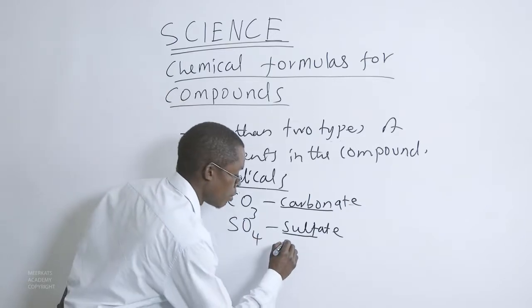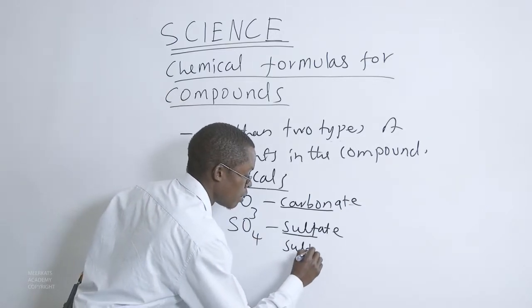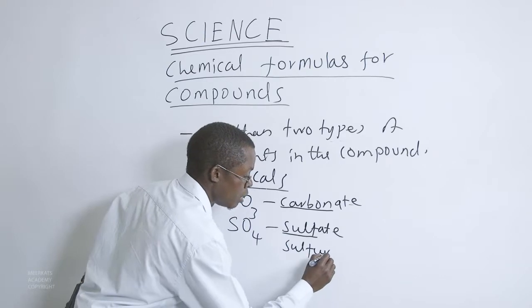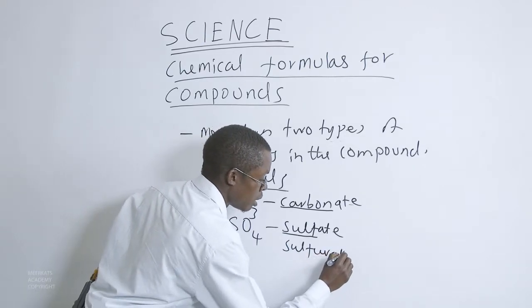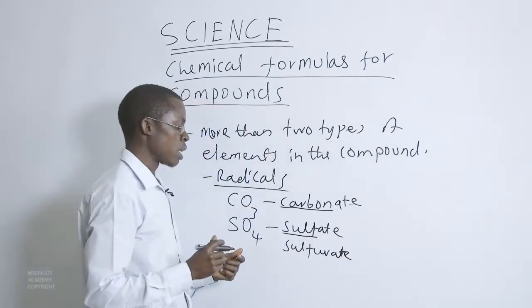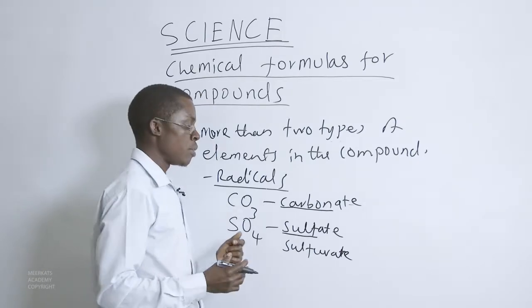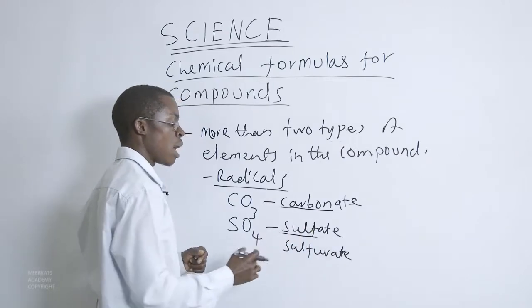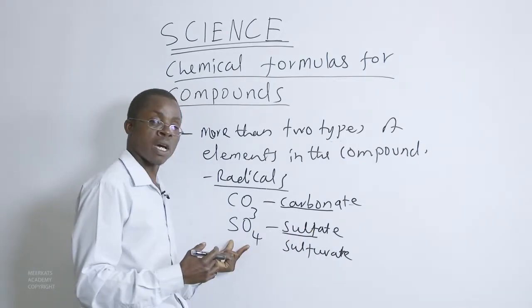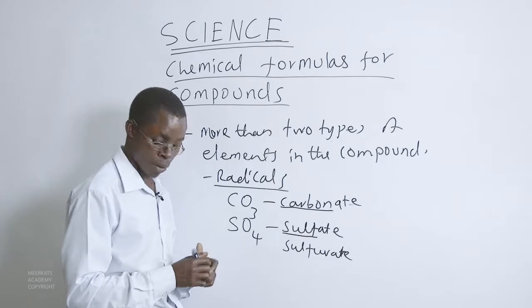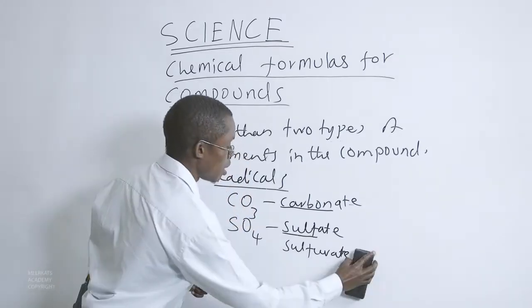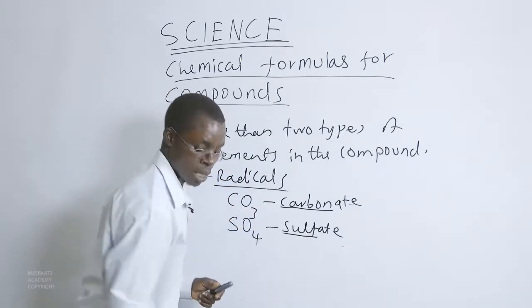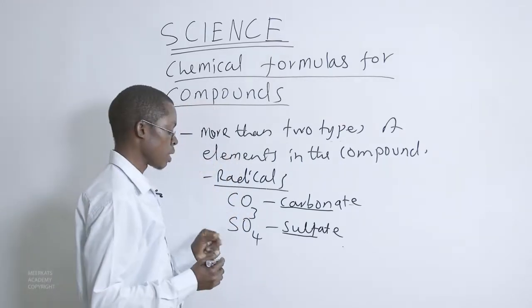If it were in full, for example, sulfur, then you add ATE here, it could read sulfurate. Maybe because of the sounding of it, it could give a wrong meaning of the formula you will be talking about. So the correct name for the radical is sulfate.